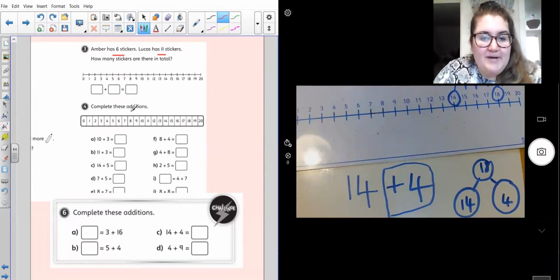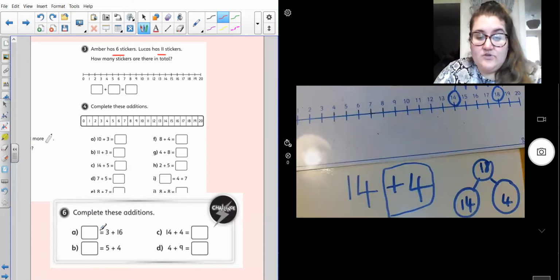Number 4, complete these additions. So you've got lots of different addition questions here, and you can use this number track to help you. You can draw on it, and remember, you have got your number lines with you as well that we gave you a couple of weeks ago. And number 6, as a challenge, complete these additions.